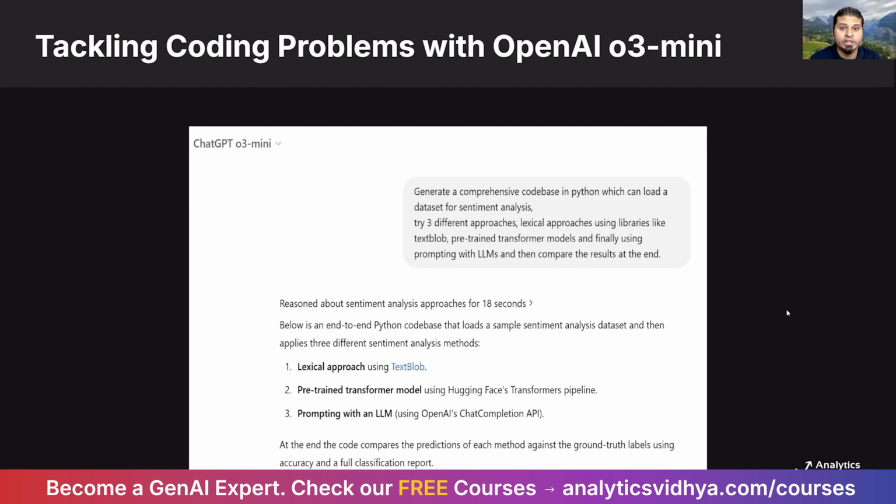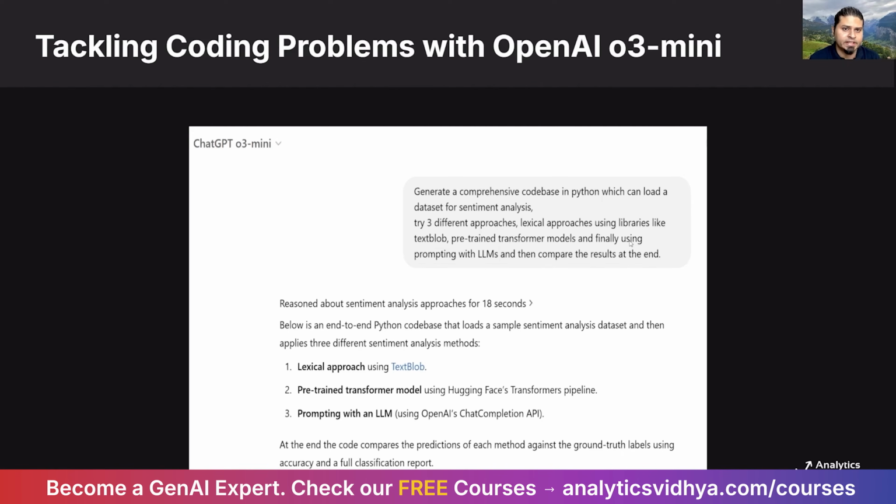It should try 3 different approaches. A lexical approach, which just looks at positive or negative words and computes the sentiment, like a Python library like TextBlob. Use a pre-trained transformer model, which is a language model itself. And finally, use prompting with large language models, and then compare the results at the end.